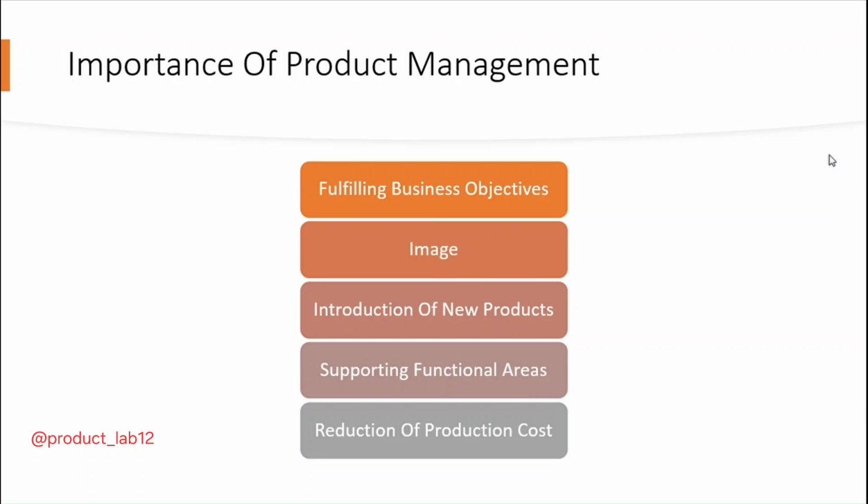The next is supporting functional areas. So it will support marketing, sales, and personnel, makes it easier for marketing and sales to sell product, and it will help in collaboration between teams. And the next thing is reduction of production cost. So this is very important, right? Lowering the cost of production, and it enables efficient way to increase output and decrease input. And it will help company achieve cost reduction and performance objective. So this is also very important.